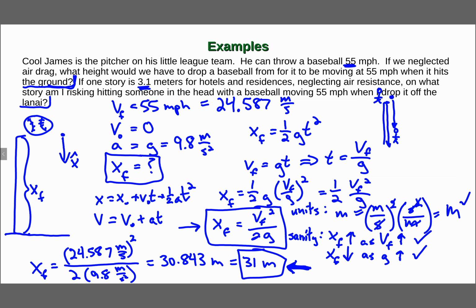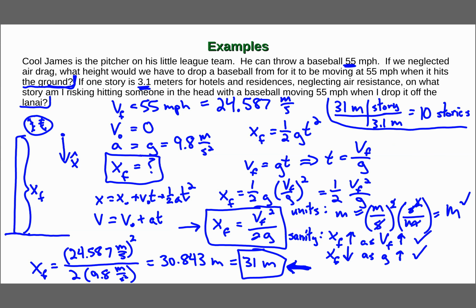And then we just have a unit conversion, basically. So my unit conversion is 31 meters, and there's 3.1 meters per story. So that equals 10 stories. So the answer to this second part is that I'm risking hitting someone in the head with a 55 mile per hour baseball if I drop it from 10 stories up.